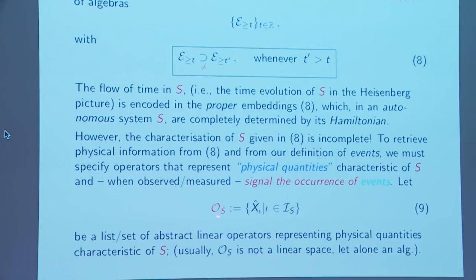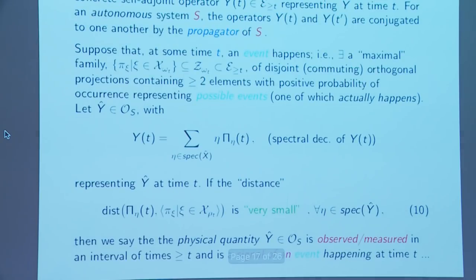The physical quantities available to a certain observer are denoted by O sub S. This is neither a linear space nor an algebra, so it's just a list of abstract self-adjoint operators representing physical quantities that, let's say, Gurab can measure. All right.